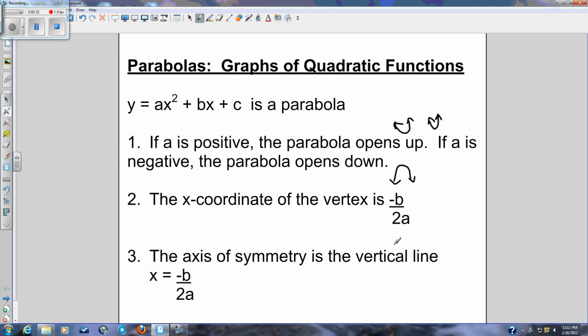The x-coordinate of the vertex is negative b over 2a, and that comes right from our equation. And the axis of symmetry is the vertical line x equals negative b over 2a. That goes right through the middle of the parabola. And actually, if you were to fold it in half, one side would be the mirror image of the other if you folded it along the line of the axis of symmetry. So let's take a look at an example.